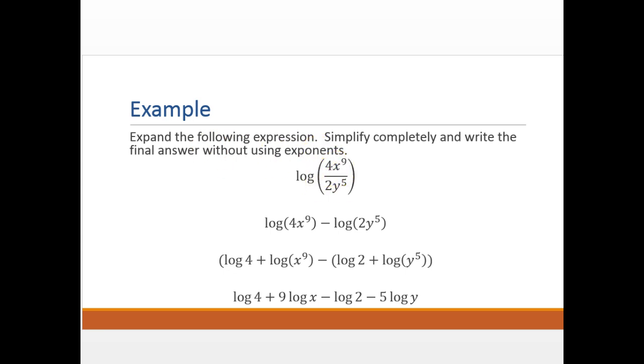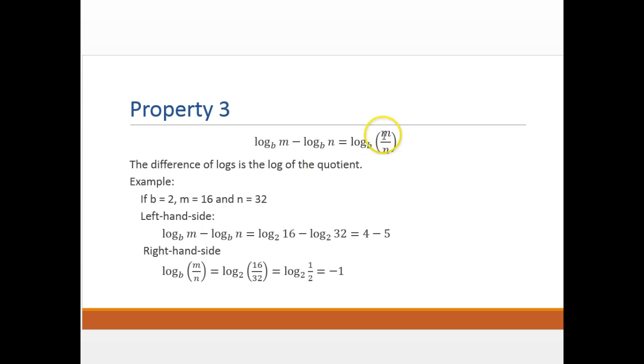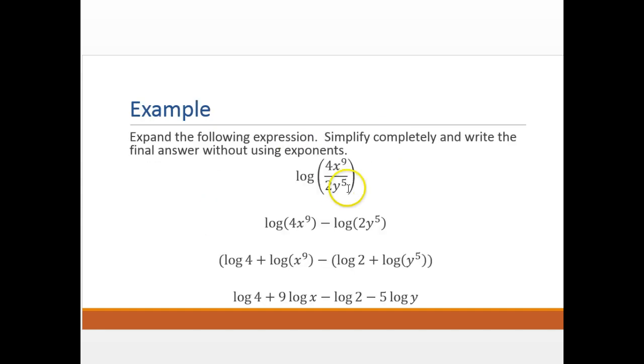If you go back to our third property, it says if I divide, I'm really split it up and subtract. Remember, when you have a property with an equal sign, you can go left to right and right to left. So I'm going to split this up and subtract. I'm going to put my numerator first, so log of 4x to the 9th minus log of 2y to the 5th. Even though this is a constant here, 4, I can still split it up because it's multiplication.